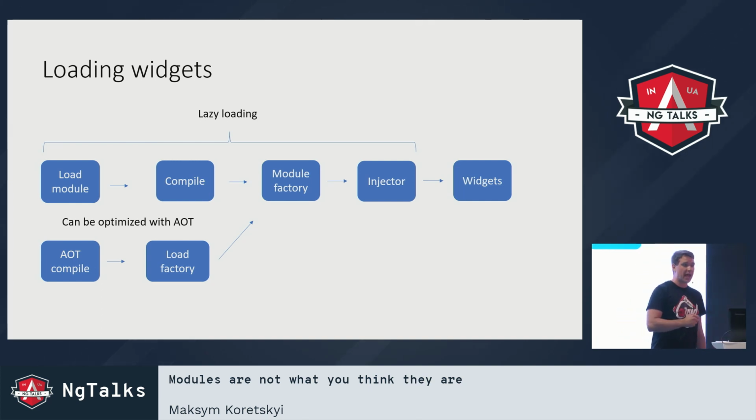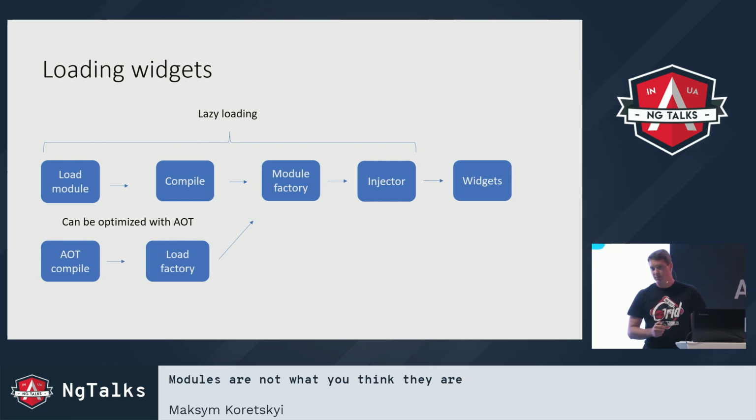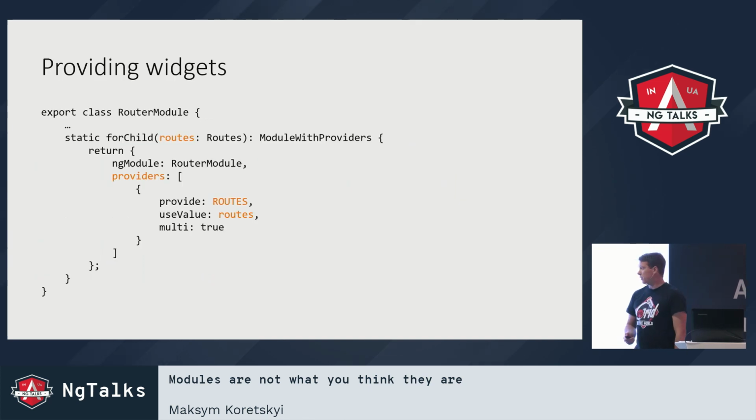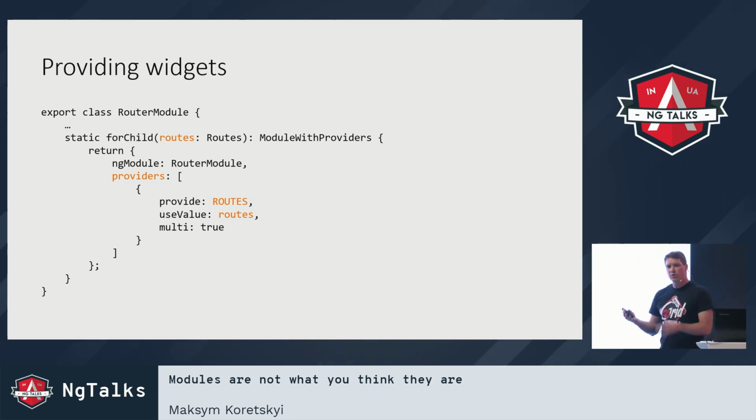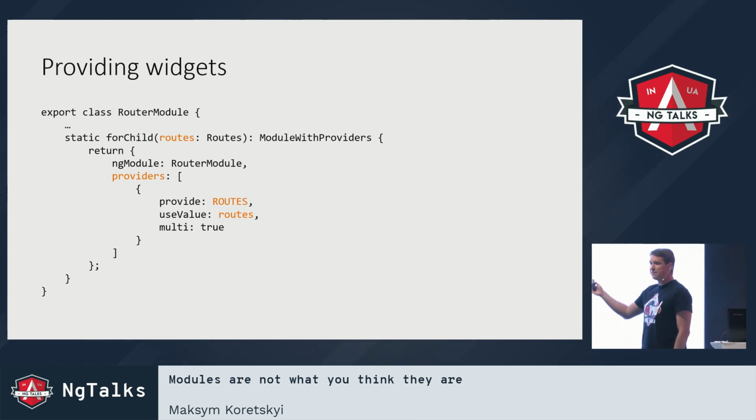Again, I needed to take a look at the router implementation. How does it load these routes? Well, this is the router module, and you all know that it has two methods, forRoot and forChild. It's interesting that they are quite plain inside, quite simple. They just register the routes that you provide as a provider, right? You pass in the routes for forRoot and forChild, and inside, it simply registers them using the routes token.